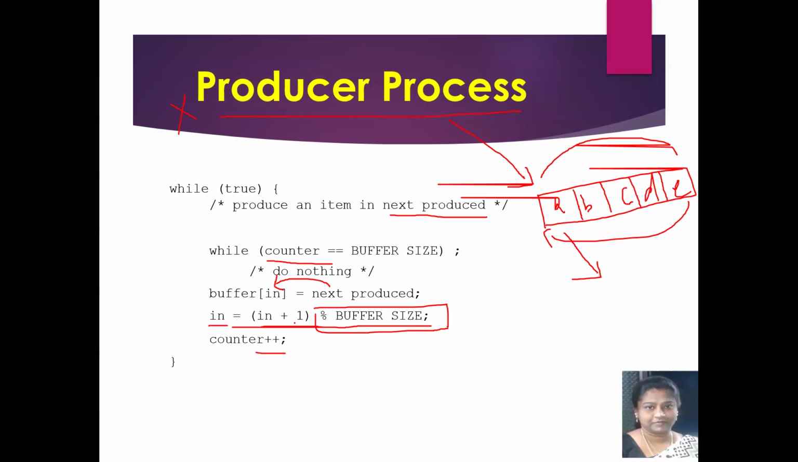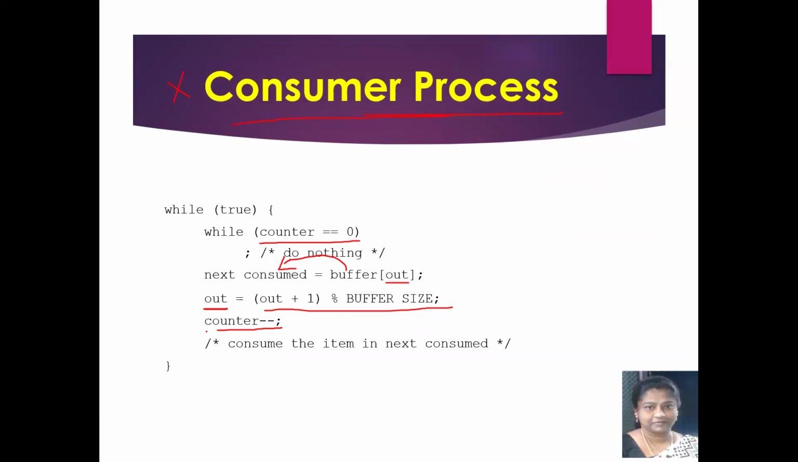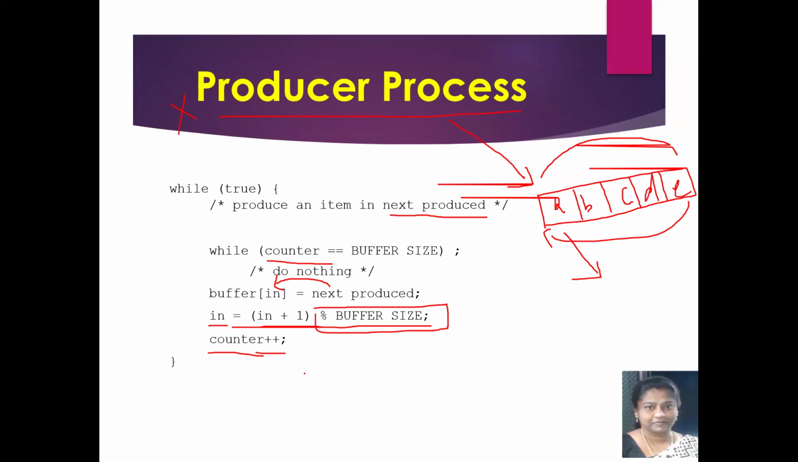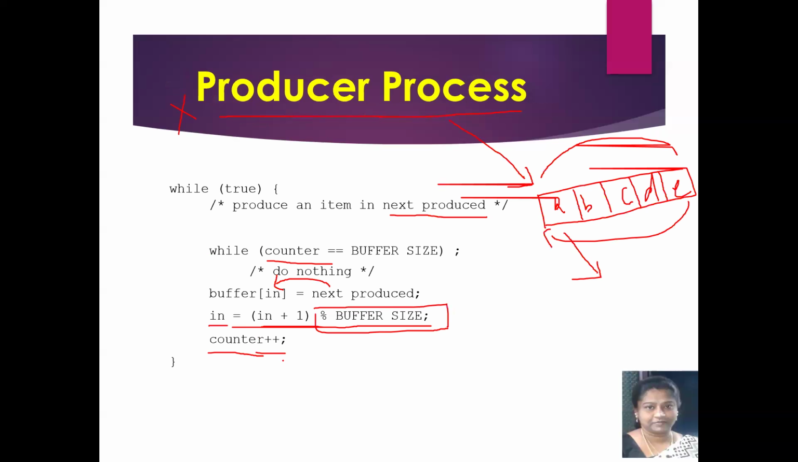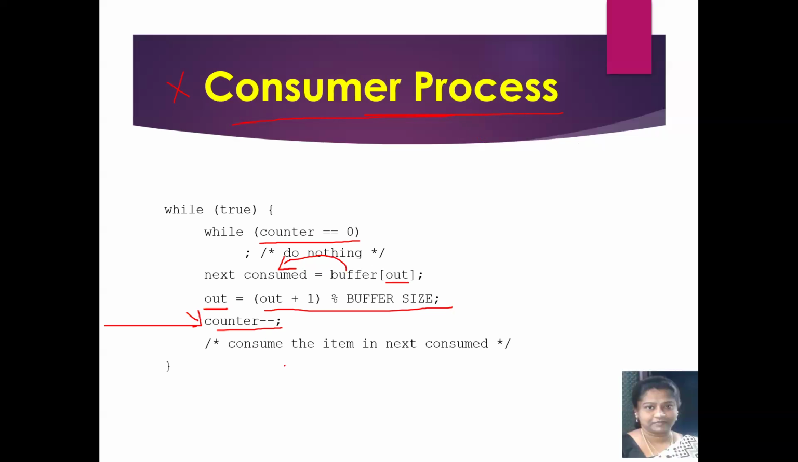Now with this example, we are going to understand how synchronization is necessary between producer and consumer. See, the common variable which is being shared by the producer and the consumer is the variable counter. So whenever the producer is incrementing counter, it must make sure that the consumer is not decrementing the counter. That is, the producer process and the consumer process must not be executing counter plus plus and counter minus minus at the same time. Why? Now we will see.